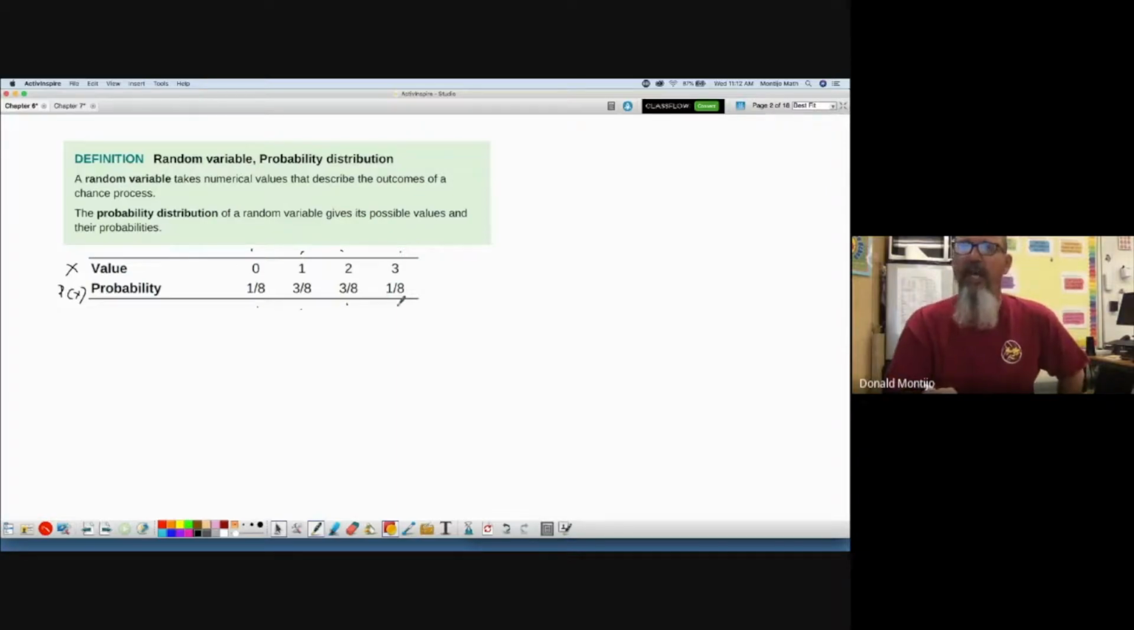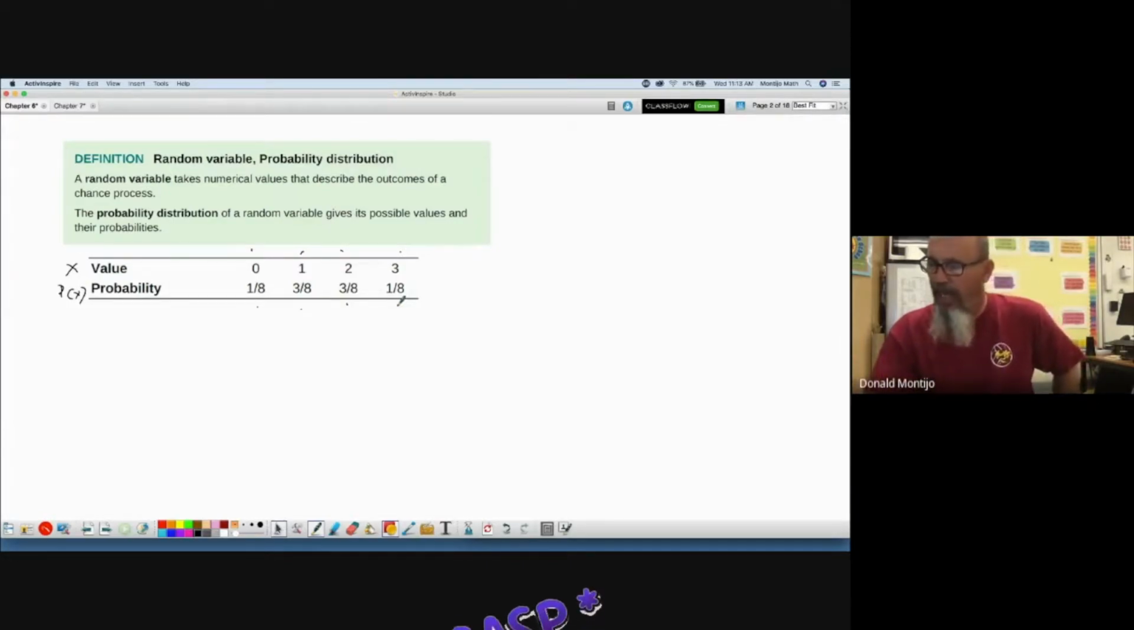Well, this is an example of you having 3 children. If you had 3 children, what is the probability of having 0 girls, 1 girl, 2 girls, or 3 girls? To make this probability distribution, it would probably be easiest for us to go back and look at a tree diagram.